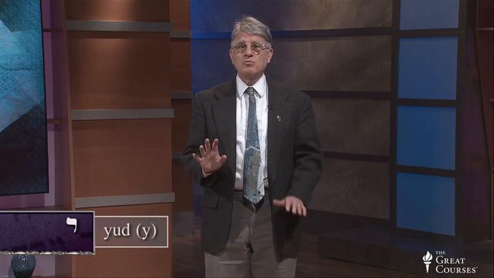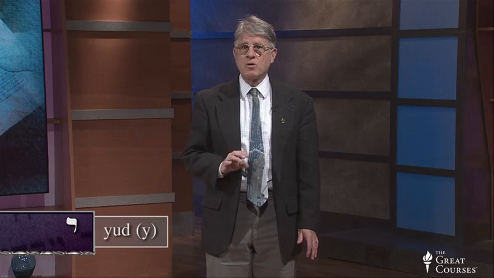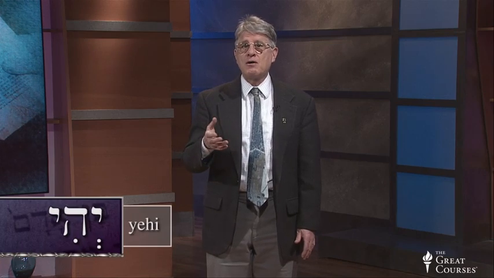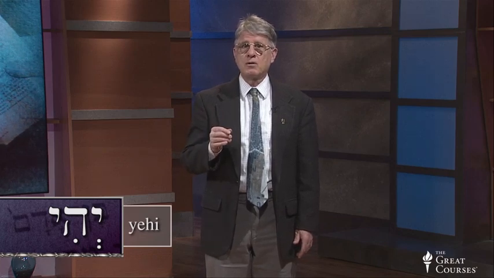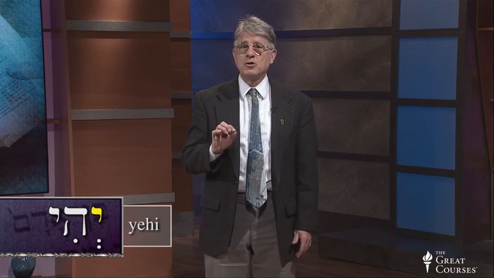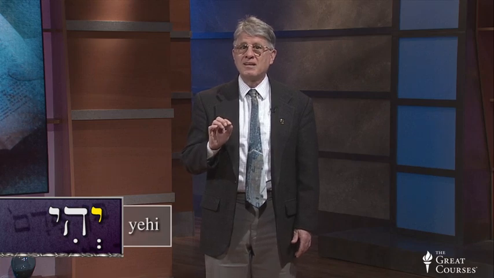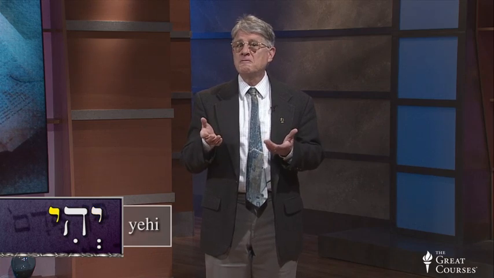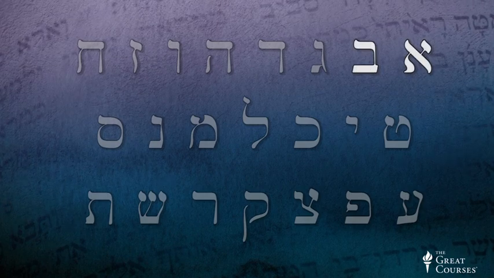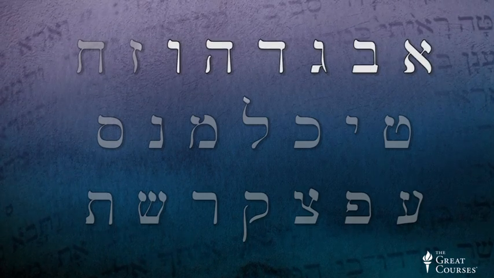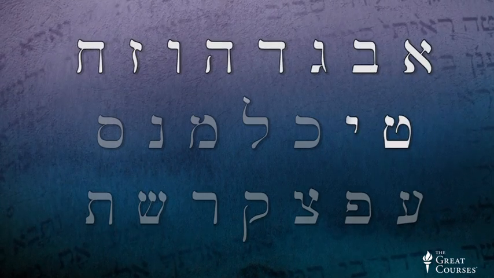You remember that it was the Y sound in our word hallelujah, but like Vav, it's also used as a vowel indicator. In the word Yehi of Yehi-or, we see the first Yud being used as a consonant and the second Yud as a vowel. Again, we'll talk more about this next time. And those are the first 10 letters of the Hebrew alphabet. Aleph, Bet, Gimel, Dalet, He, Vav, Zayin, Chet, Tet, and Yud.